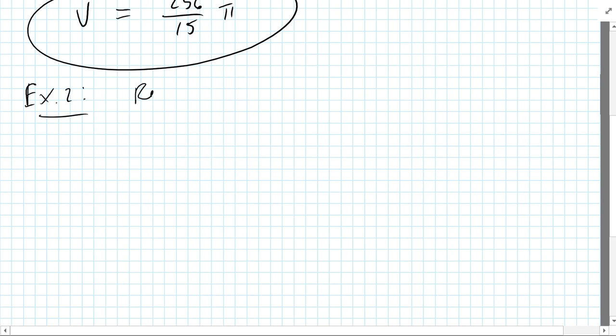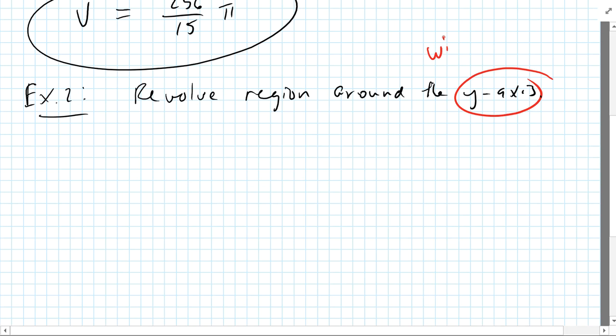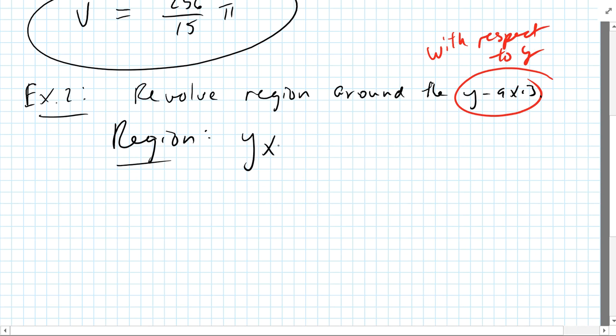We are going to revolve a region. I'm going to define it below around the y-axis now. If it's around the y-axis, what's that with respect to? So with respect to y. The region is defined, and you just have to realize that it is y equals x to the 2/3 power.